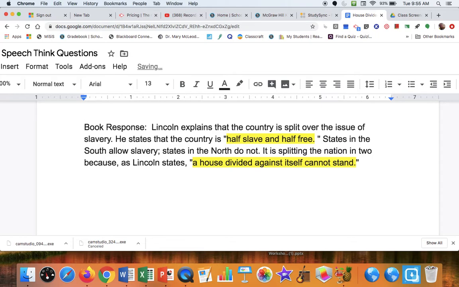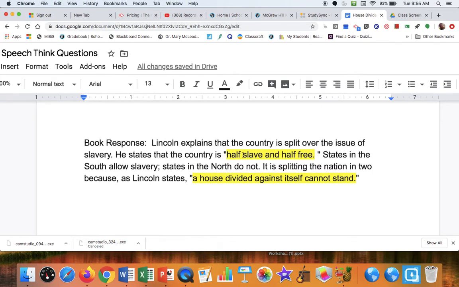And then let's look at the book response. See if we did a good job. Lincoln explains that the country is split over the issue of slavery. He states that the country is half slave and half free. States in the South allow slavery, states in the North do not. It is splitting the nation in two because, as Lincoln states, a house divided against itself cannot stand. That's a very nice answer, too. So now you have two to choose from.